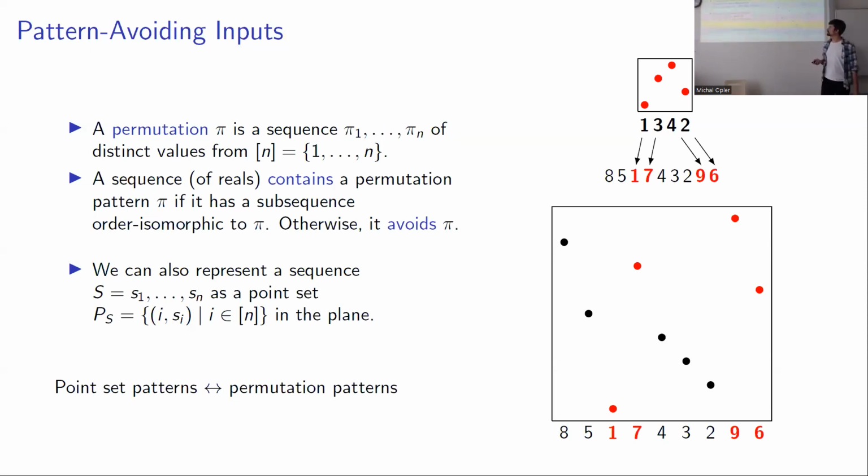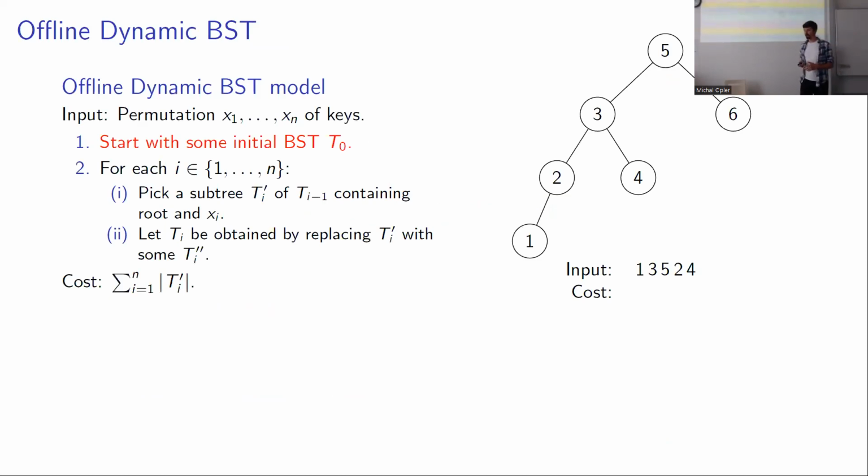All right. So now to the first problem. I hope you all know binary search trees. You should know binary search trees. And this concerns a specific model where you're given an input sequence, a permutation of n keys, and your task is to design a balancing of a tree in order to keep the cost of the accesses as low as possible.